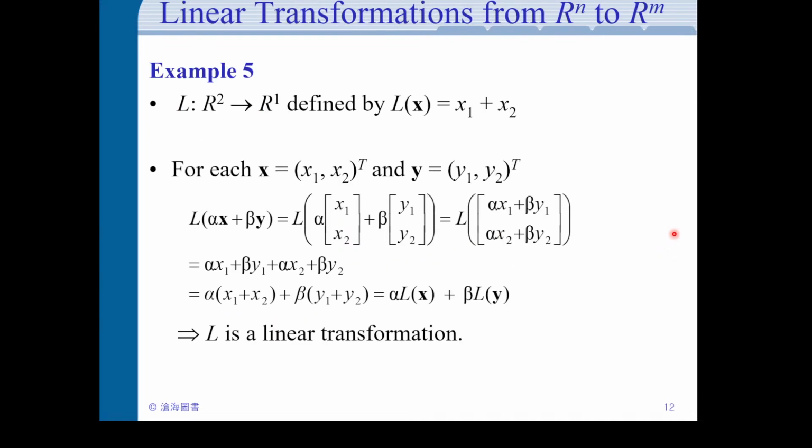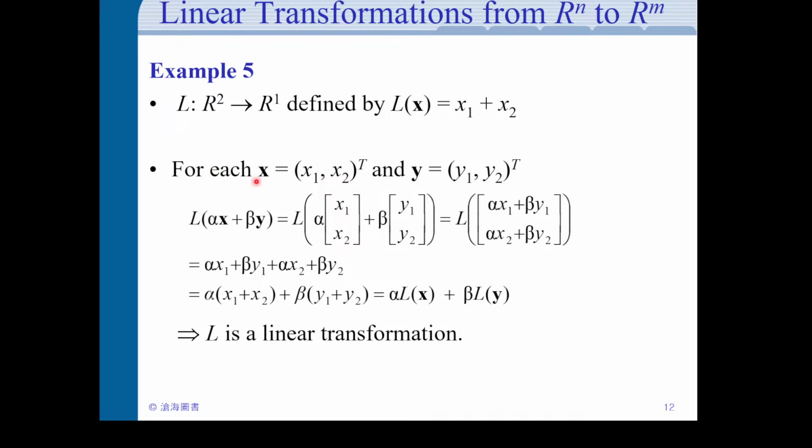So we have a more complicated example. We can have a linear transformation where the input and output space change. We can change it from Rn to Rm, for any n and m. First we have a very easy example: R2 to R1. L of x is just equal to x1 plus x2, if our input vector is (x1, x2).